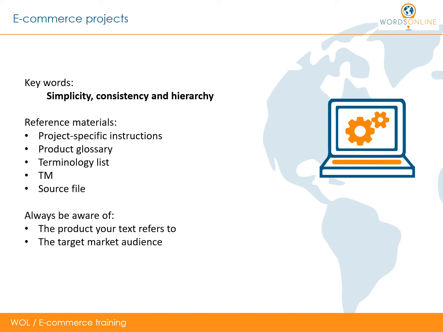Before and during your work, make sure you know what product is being referred to in your text. This is important for context and also to ensure you are using the correct terms. It can also be useful to have visual context which could be provided by the source text or an external reference file.